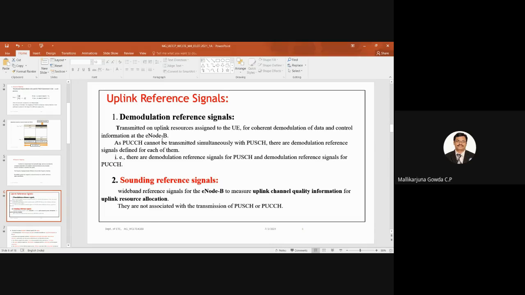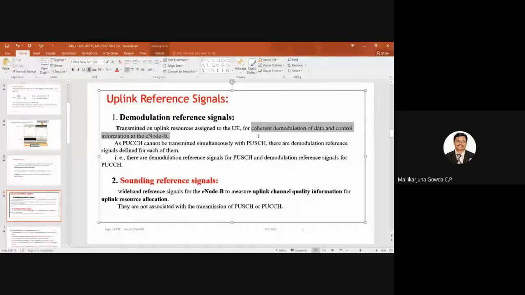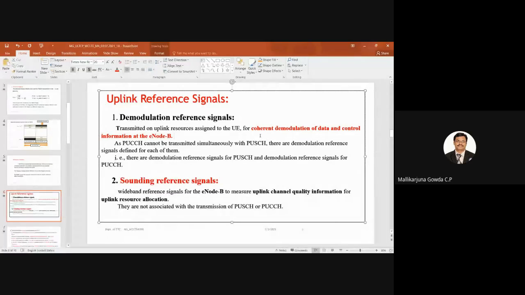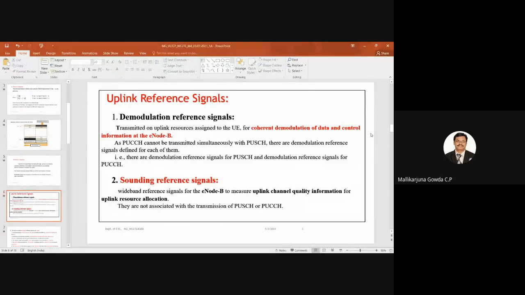So in a nutshell, what I wanted to convey is, the purpose of the demodulation reference signal is for what? Coherent demodulation of data and control information at the E node B. You should be able to understand and take this point into your mind. This is an important thing. Coherent demodulation of data and control information at the E node B. So that is the purpose of the demodulation reference signal.